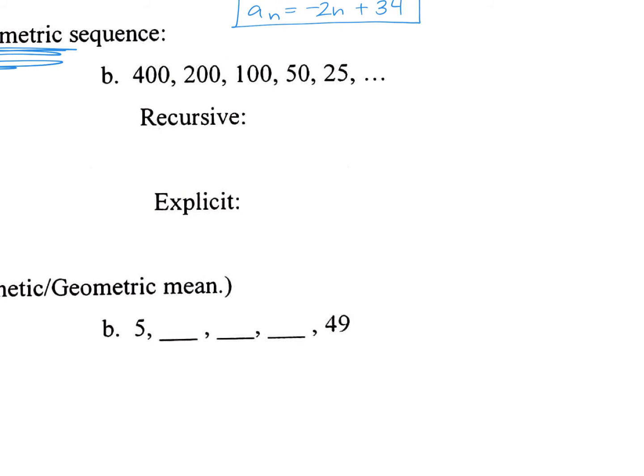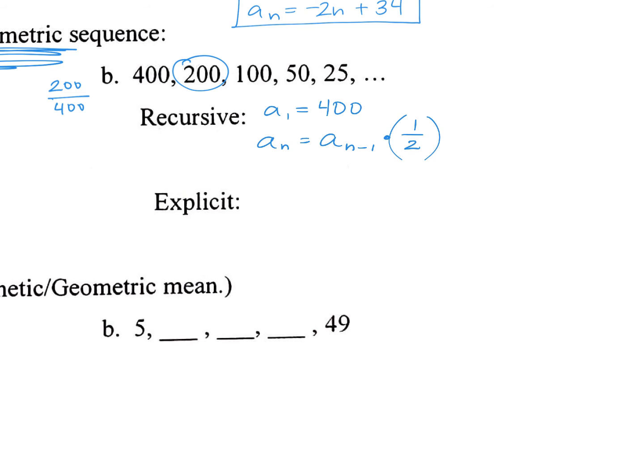All right, so we have 400, 200, 150, 25. Recursive formula. What comes first? A of 1 is 400, and then a of n equals a sub n minus 1. How do you get from 400 to 200, 200 to 100? Times a half, okay? So again, this number divided by the first number. Second divided by first is 1 over 2, right? 1/2. You may call it 0.5. That doesn't bother me. But you're taking that a sub n minus 1 times 1/2, okay?